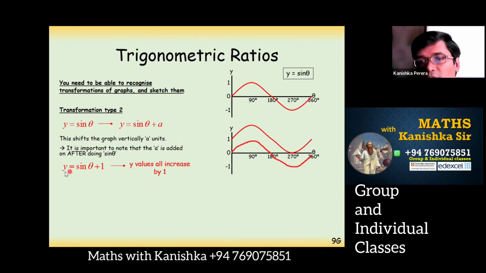That means all the y values need to be increased by 1. So that means it will go up, it will go up in such a way. Now, very simple, right? All the y values will increase by 1. Then how does it happen? I will show you: 0 plus 1 should be 1. So we can start from there, because the shape of the graph is not going to change.